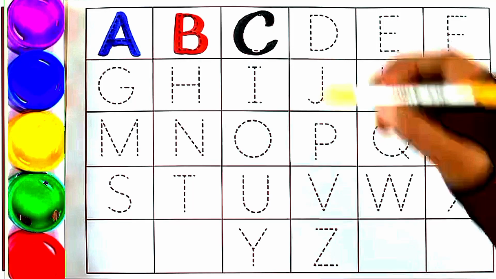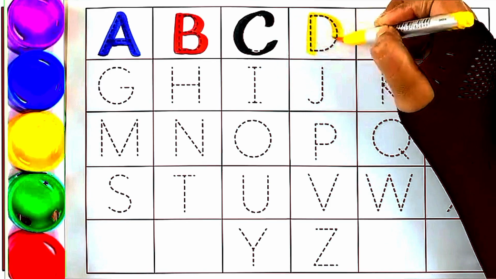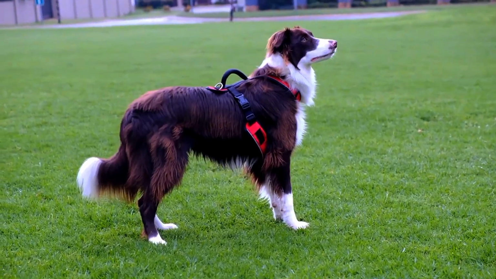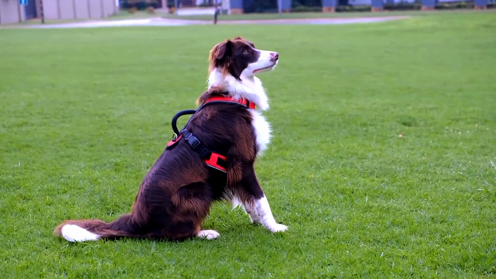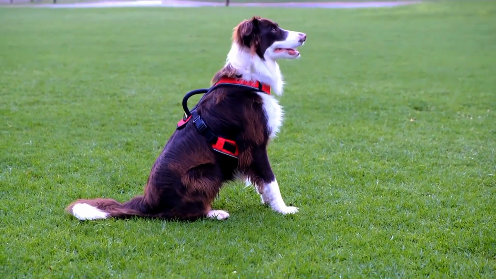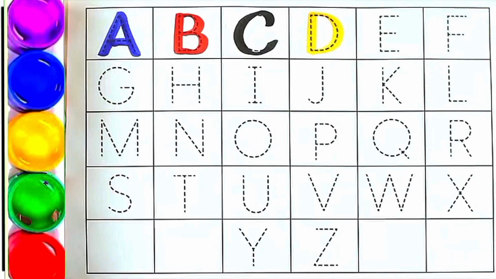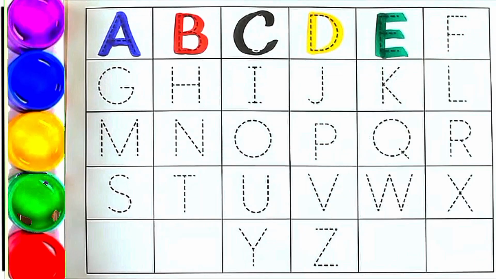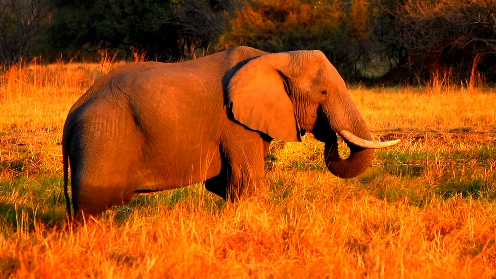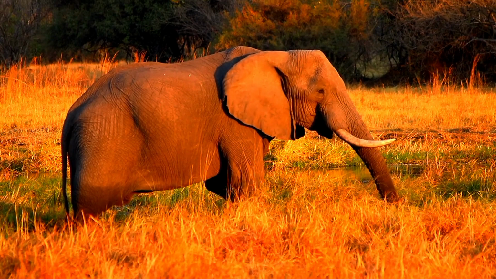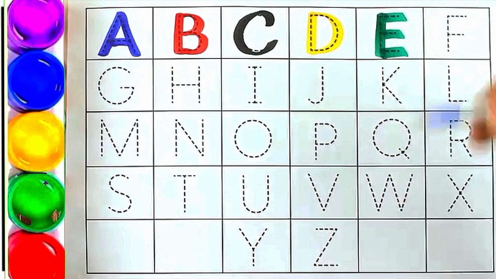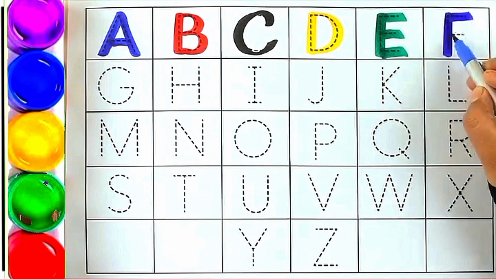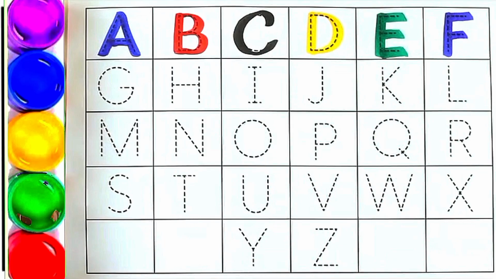Cat. D. D for dog. Dog. This is a dog. E. E for elephant. This is an elephant. An elephant.